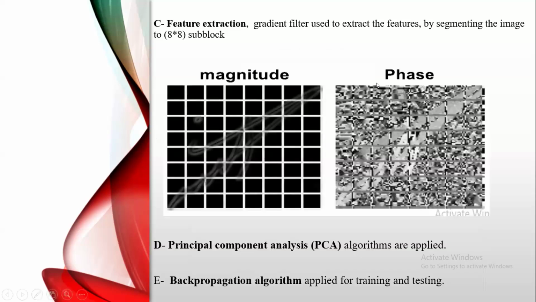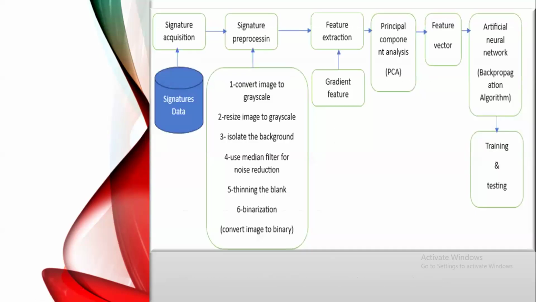After that, feature extraction is used. Feature extraction using gradient methods is performed by dividing the image into 8 by 8 subblocks to obtain more accuracy. After that, principal component analysis is performed to obtain the feature vector. This feature vector is passed to the backpropagation algorithm for training and testing.